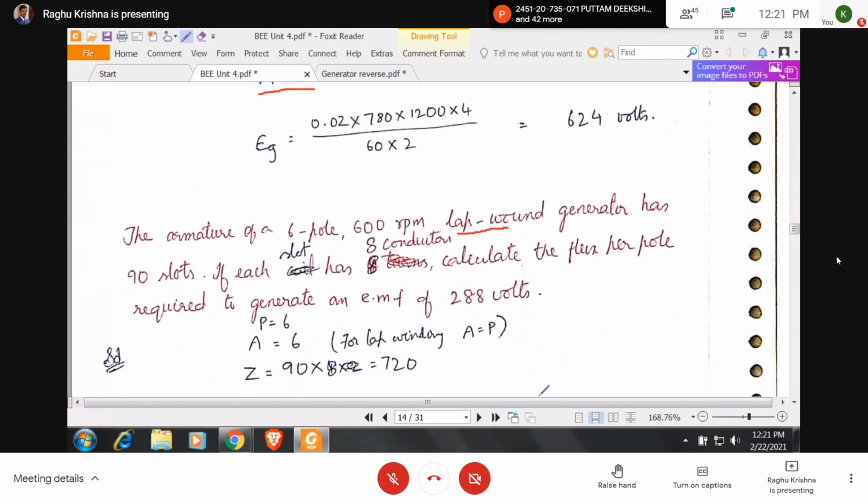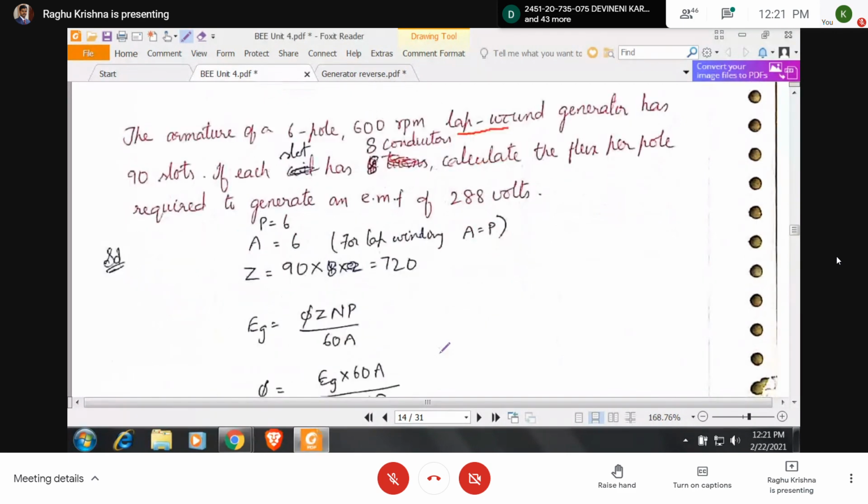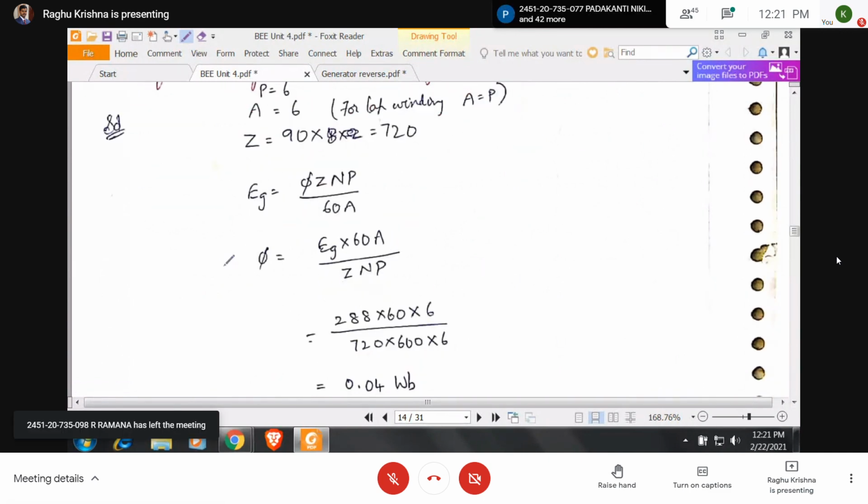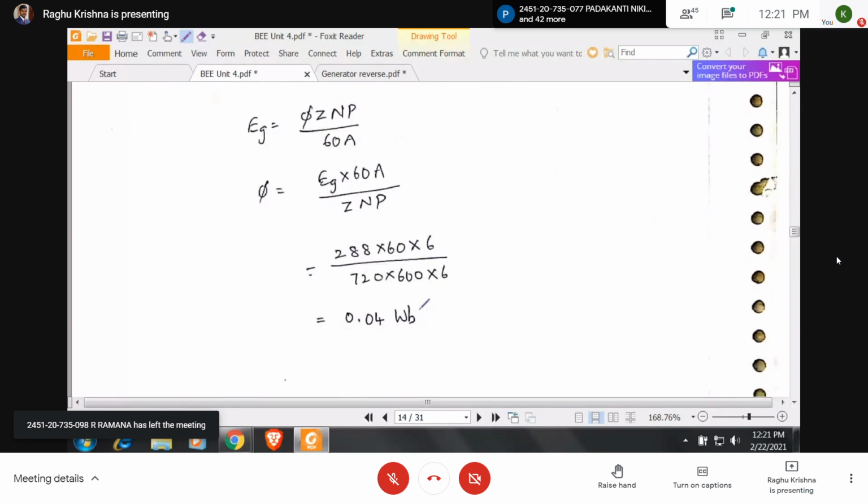See here, you know that P equal to 6, and as it is lap wound, A equal to 6. Z equal to the total number of conductors, 90 into 8, which is 720. So E is equal to phi Z N P by 60A. Substitute the values, and rearrange: phi equal to Eg into 60 by Z N P. So the flux is 0.04 Weber. The unit of flux is Weber. This type of problem will be asked frequently.